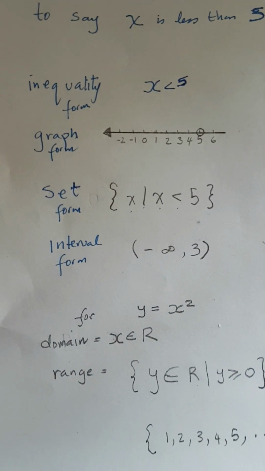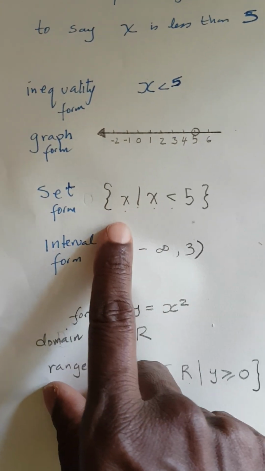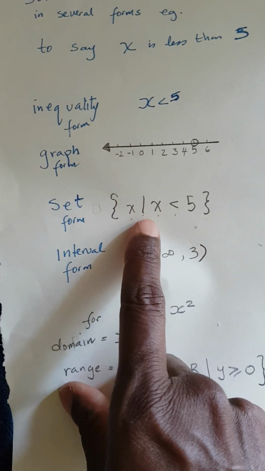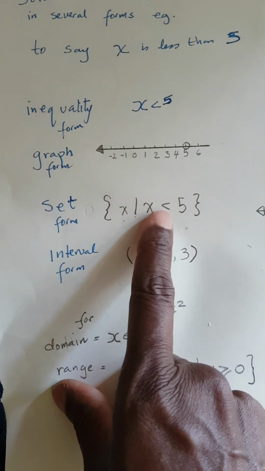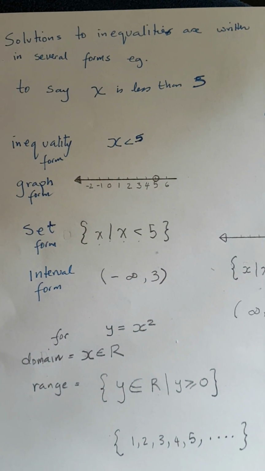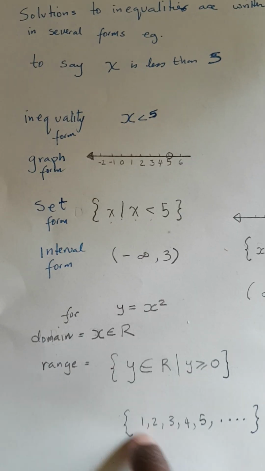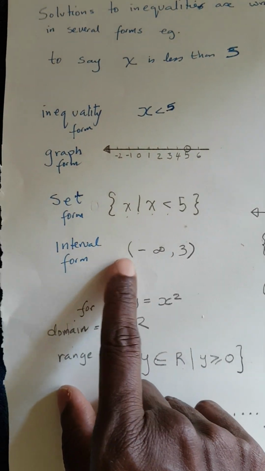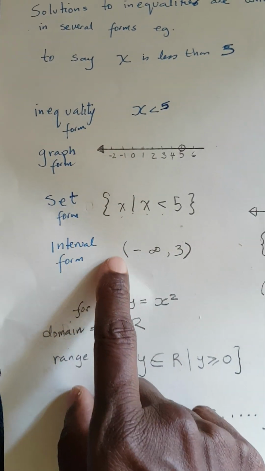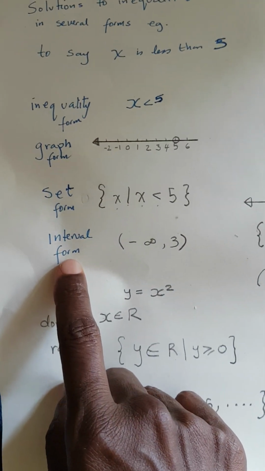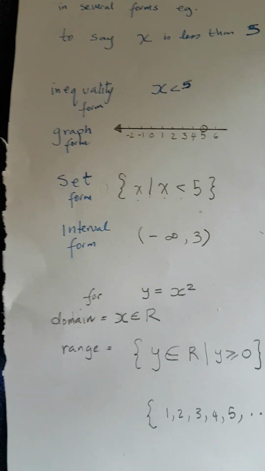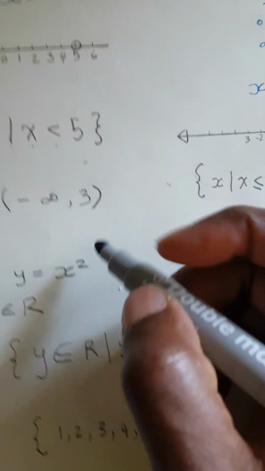If you want to write it in set form, you would use this specific type of bracket, this curly bracket. Then you'd say the set of x such that x is less than 5, curly bracket. That is set form. And if you wanted to use interval form, you would use a different type of bracket. Notice there are 2 different types of brackets. When you're using interval form to express x is less than 5, I'm sorry, I have 3 there, but this should be a 5. So let me change that.